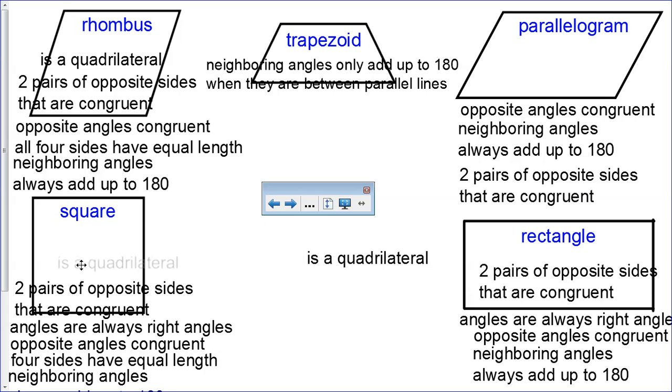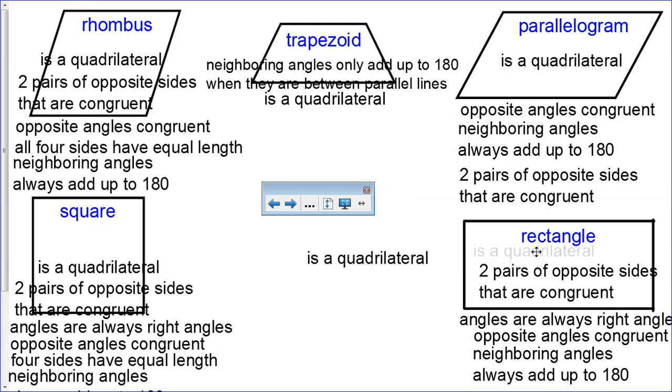The square is a quadrilateral. The trapezoid is a quadrilateral. The parallelogram is a quadrilateral. And the rectangle is a quadrilateral. So all of these shapes are quadrilaterals.